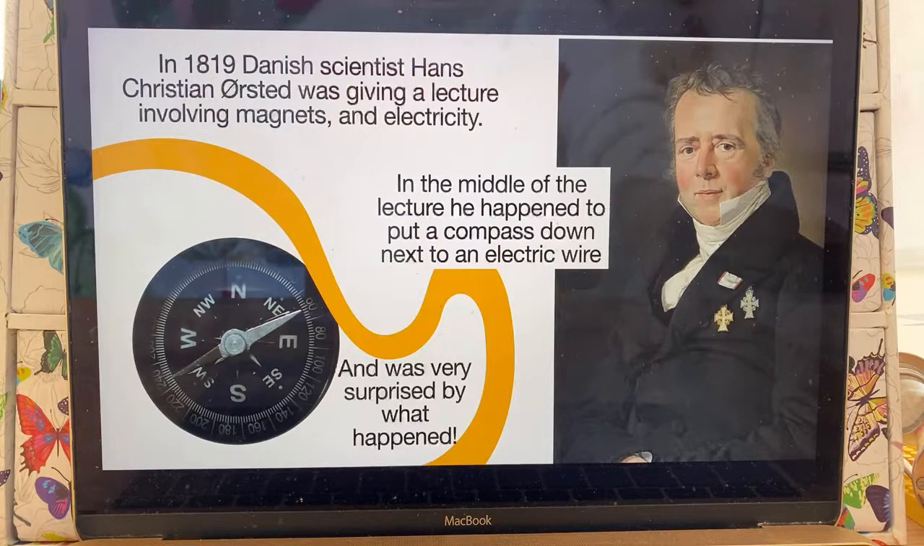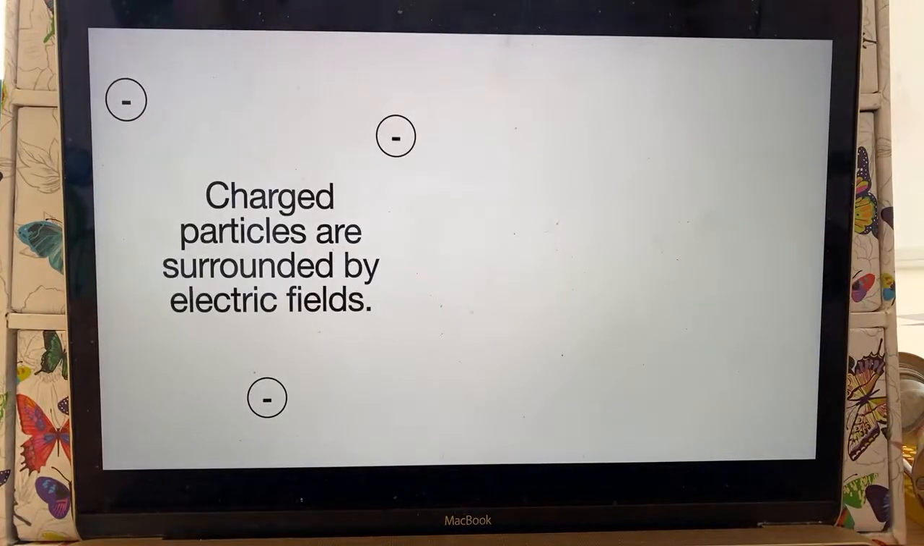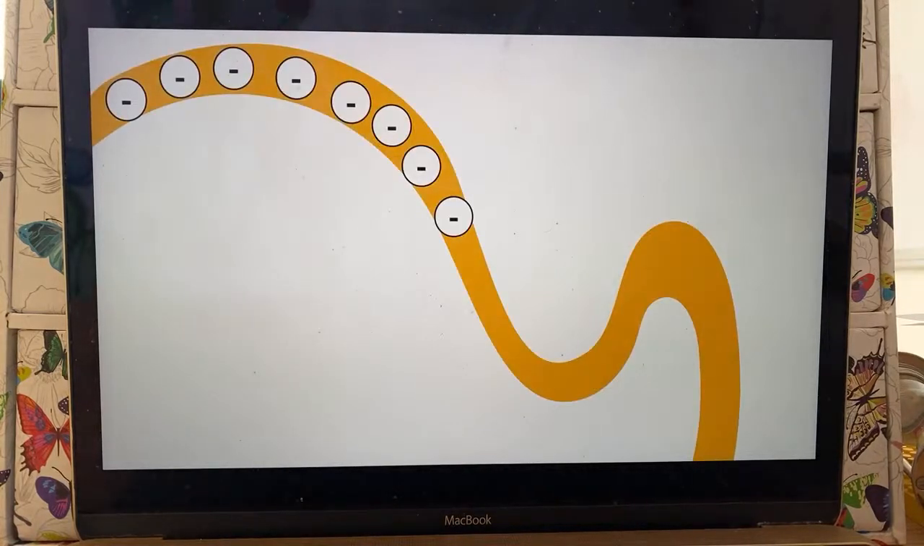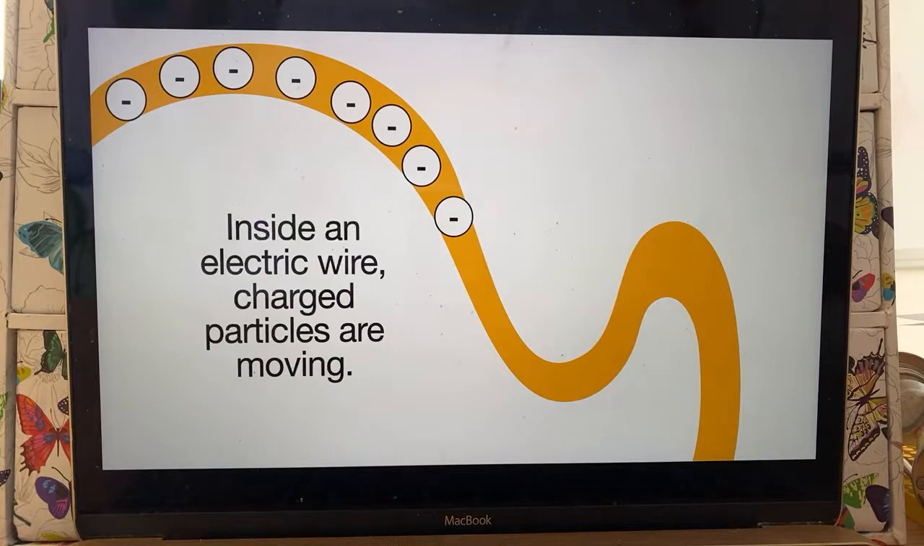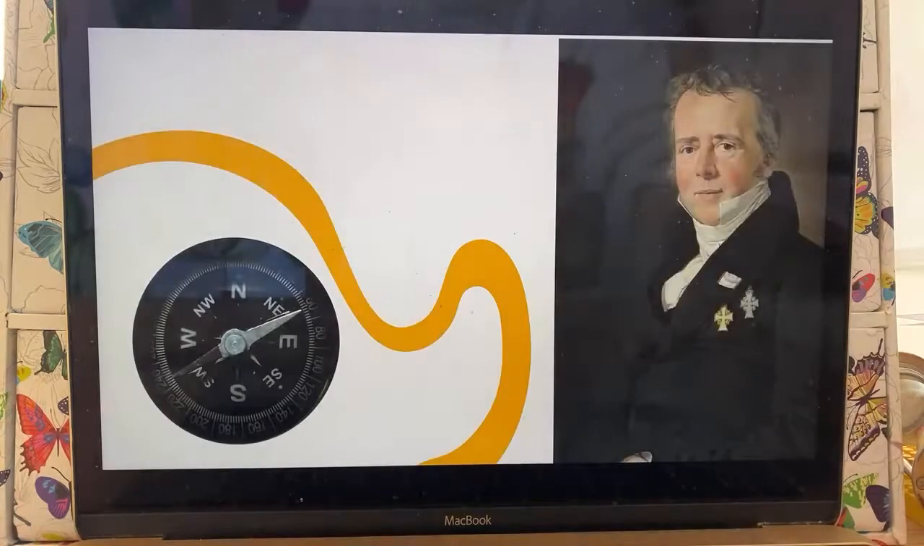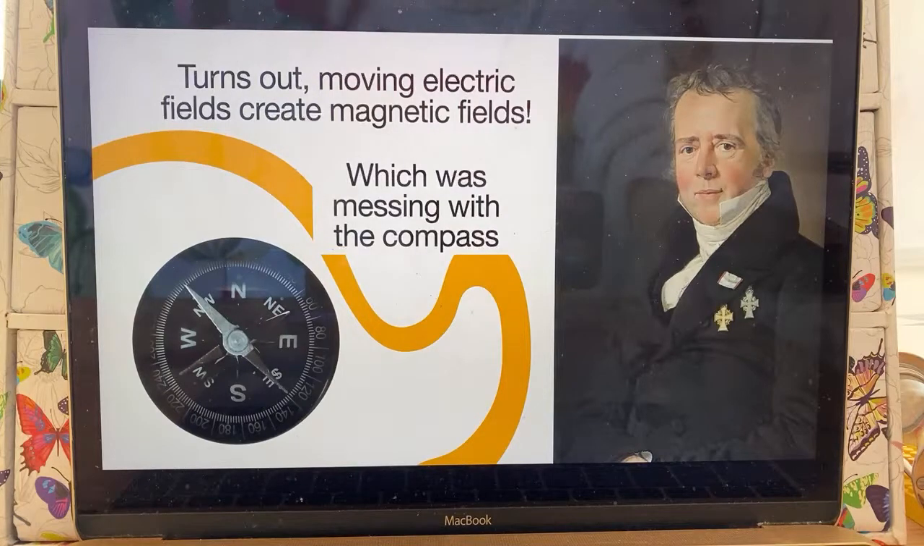You ready for a famous theory of science special effect here? What? The compass started moving. It did, which was very surprising at the time. So, charged particles, like electrons, if you've done an electricity module with me, you know about them. Charged particles are surrounded by electric fields, just like magnets are surrounded by magnetic fields. Inside an electric wire, as many of you know, charged particles are moving. And it turns out moving electric fields generate magnetic fields, which was messing with the compass.